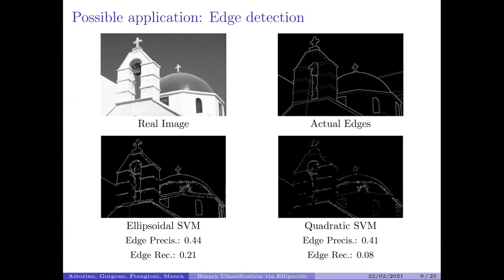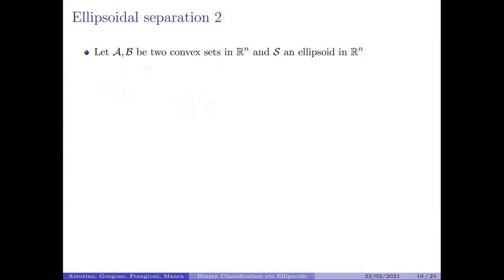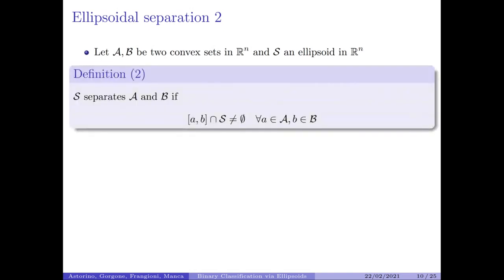So now I move to the other definition of ellipsoidal separation. So now we consider two convex sets in Rn and an ellipsoid. And now we say that the ellipsoid S separates A and B if S intersects every segment connecting points of A and points of B. So now this picture shows the situation we are considering. So we want the ellipsoid basically in between the two sets.